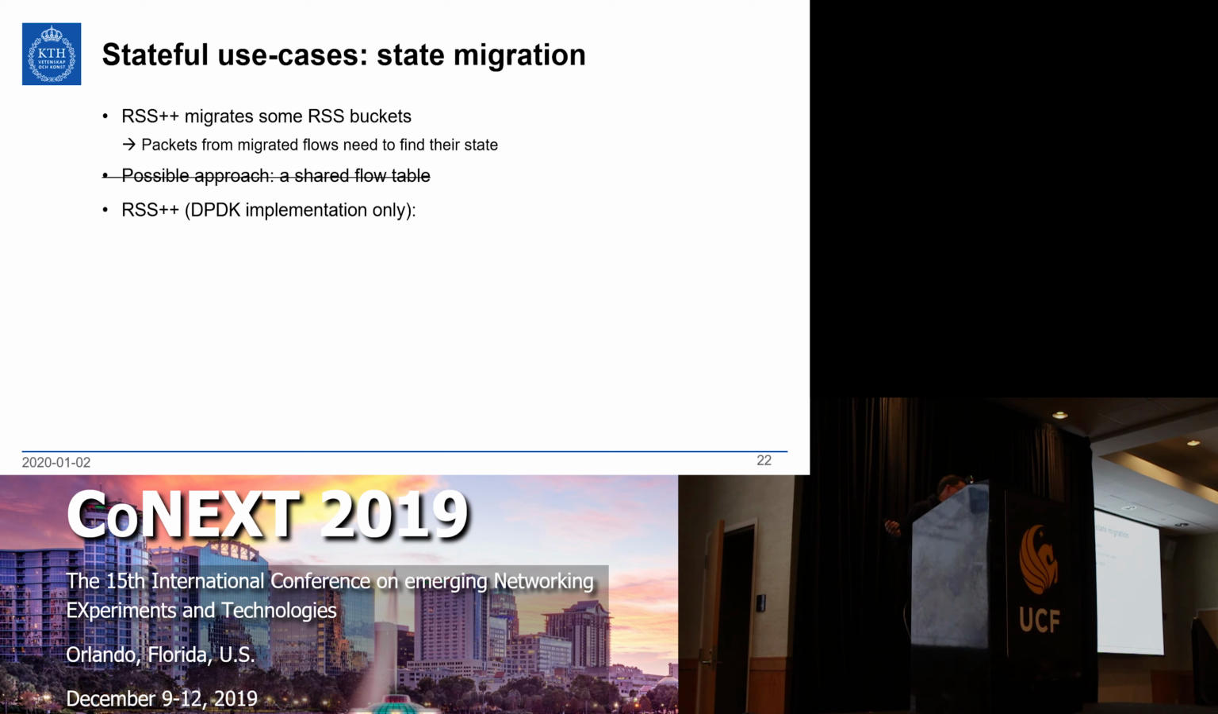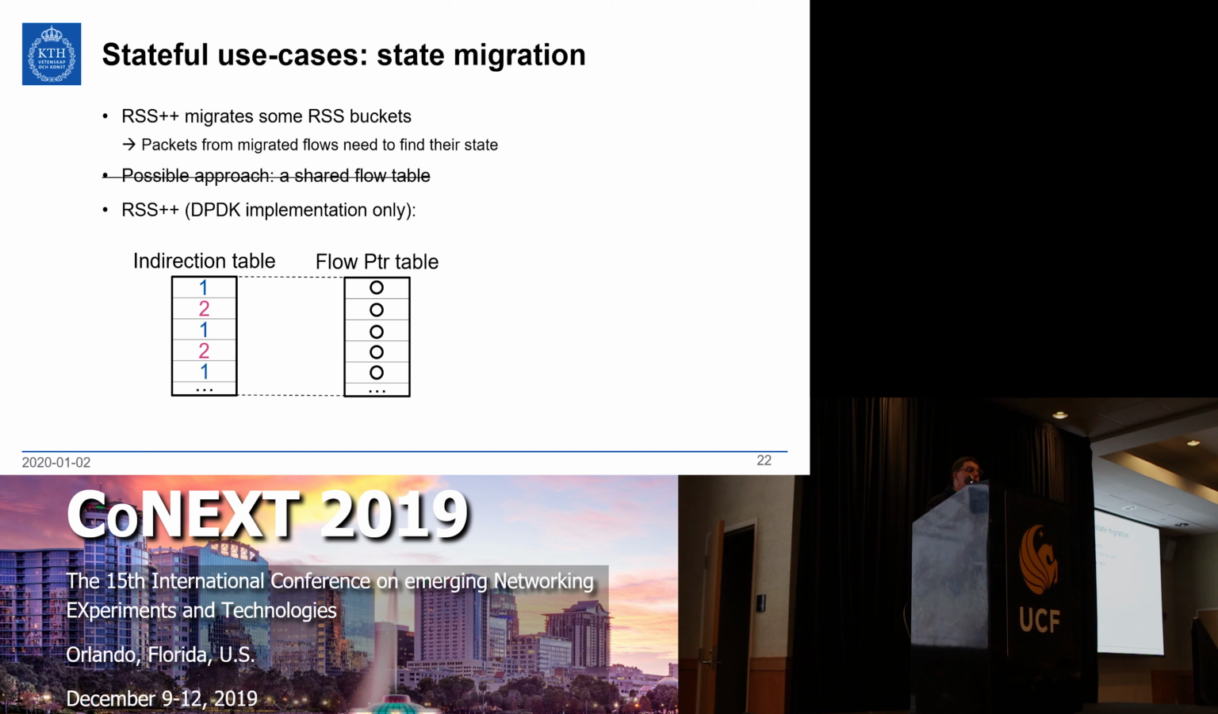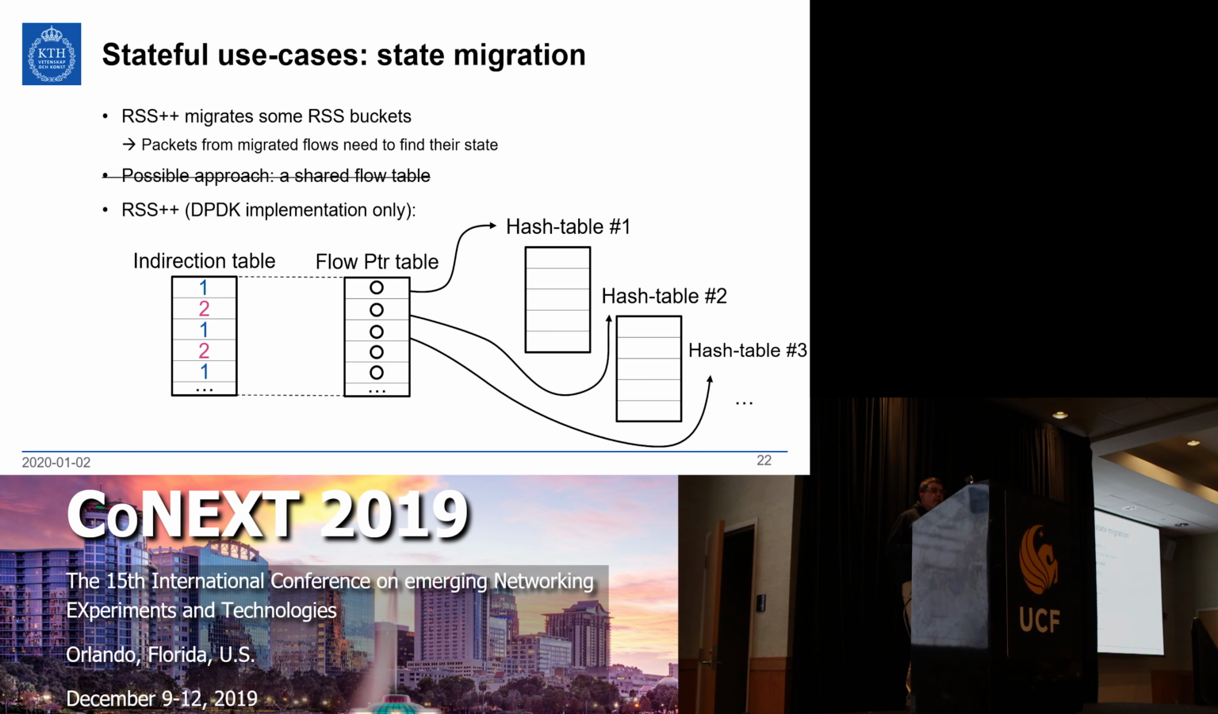But all those sharding papers say don't do that, so we do not do that. What we do in RSS++ is to have one flow pointer table, which is the same size as the indirection table. That flow pointer table gives us a pointer to the flow table. And we've got one flow table per bucket, right? And we use the same technique that the hardware does.